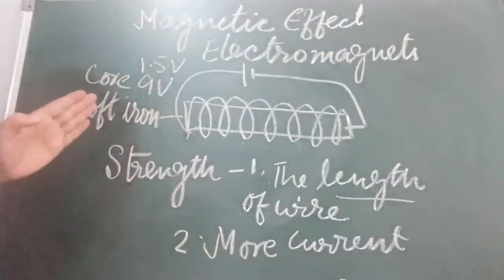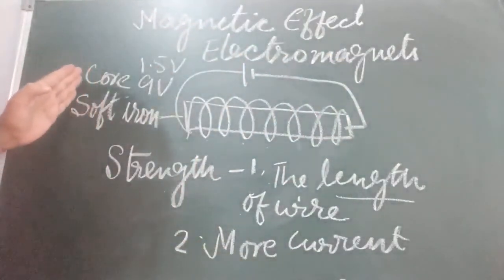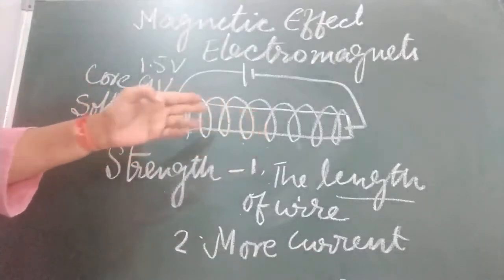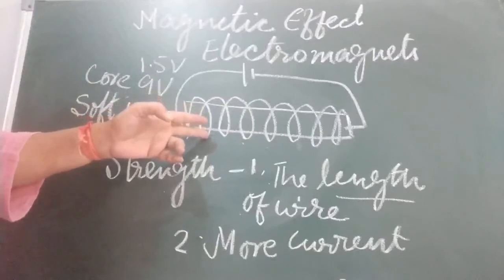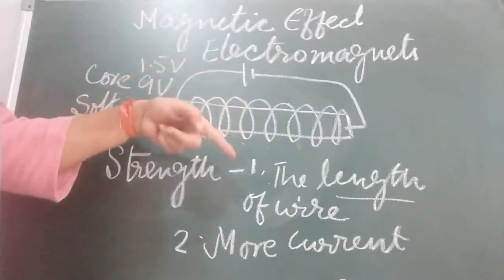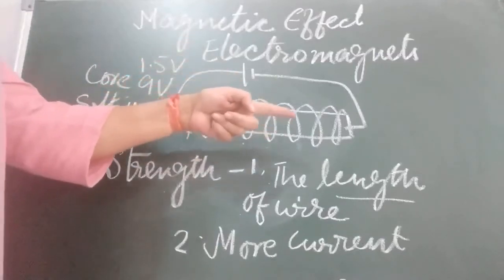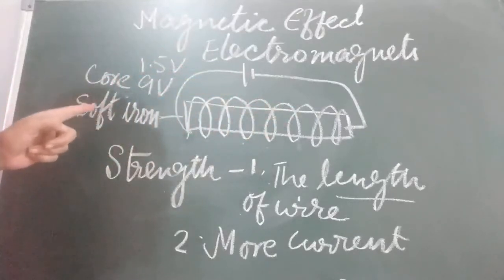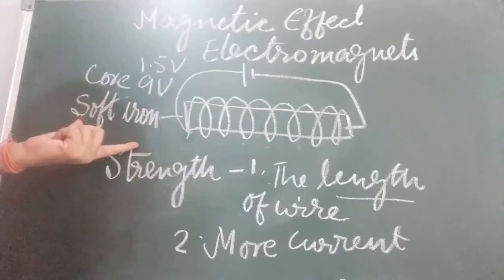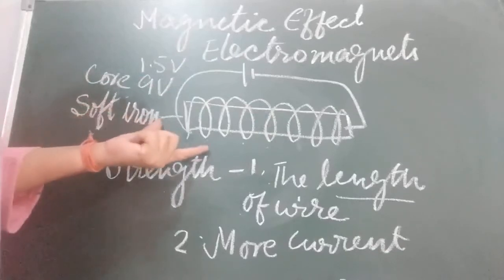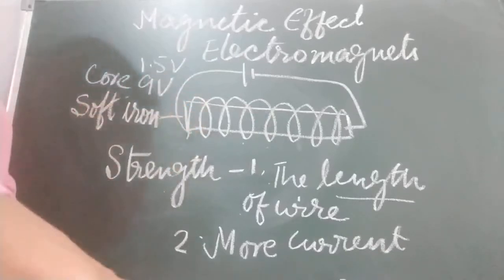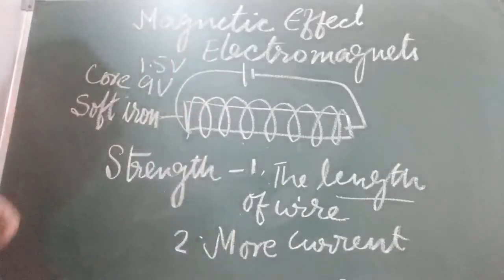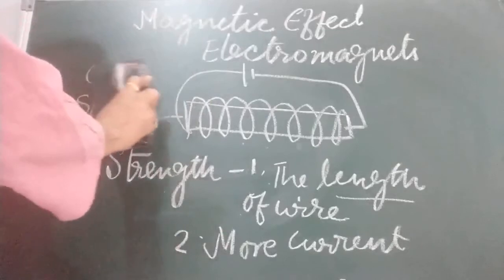Generally, electromagnets that are used commercially have long insulated wire wound tightly many times around a cylinder or core. A piece of soft iron in the core increases the strength of the electromagnet. Is this clear, children? Now, this is also called a solenoid.